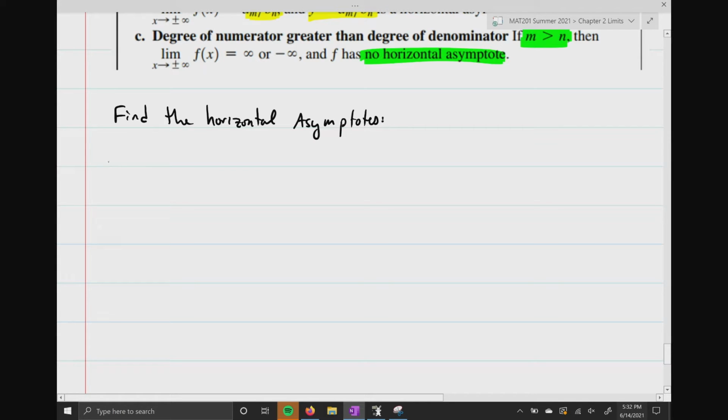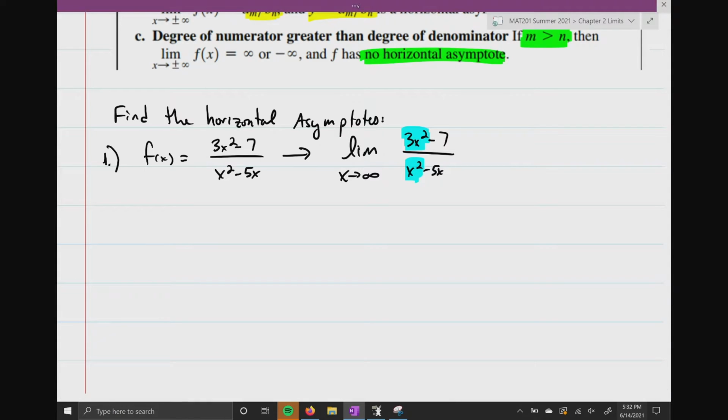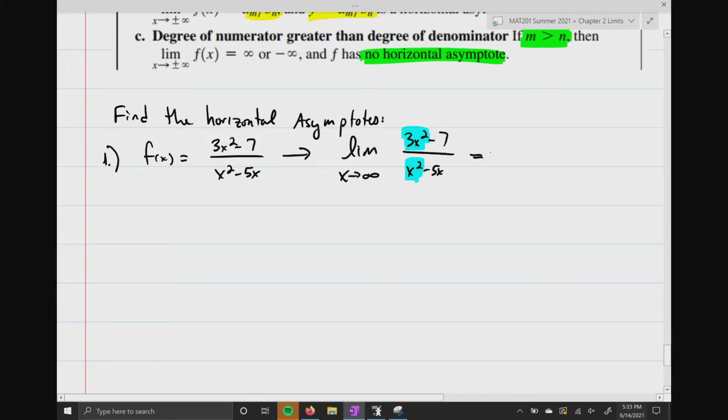So the first example, we'll just call it example 1. F of x equals 3x squared minus 7 all over x squared minus 5x. So if we think about this, the limit as x approaches infinity of 3x squared minus 7 all over x squared minus 5x. Well, when we look at this, I can see that here's my leading coefficient in the numerator. Here's my leading coefficient in the denominator. Since the degrees are equal to each other, not only does the limit equal 3 over 1, but I'm going to have a horizontal asymptote at the line y equals 3.